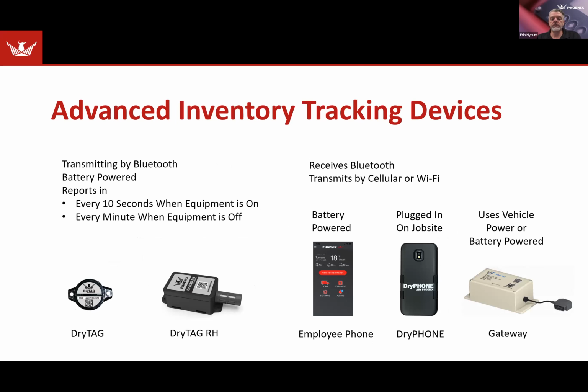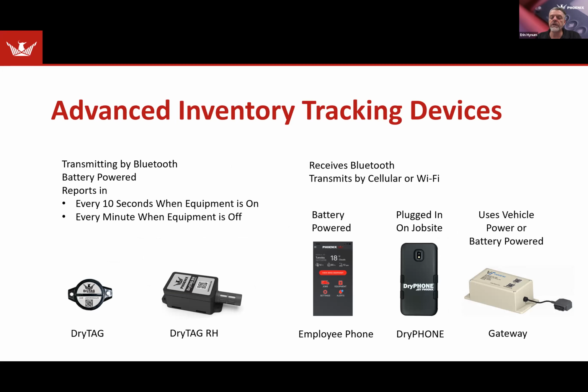Okay, so these are the devices that are doing the job here. We have DryTag and DryTag RH. They're sending information all the time, which is allowing us to do the asset tracking. In the future, we're going to build this type of functionality into our equipment, even on the dehumidifiers. We already have it on the air movers. And then we have the other devices that are receiving it.